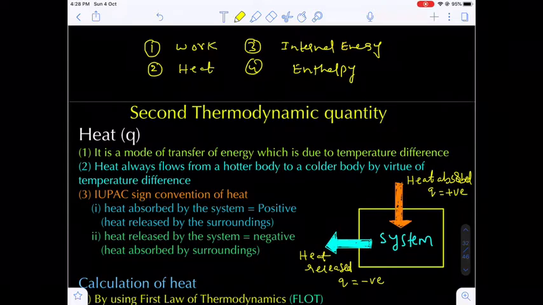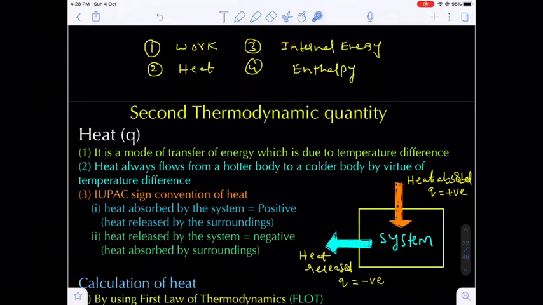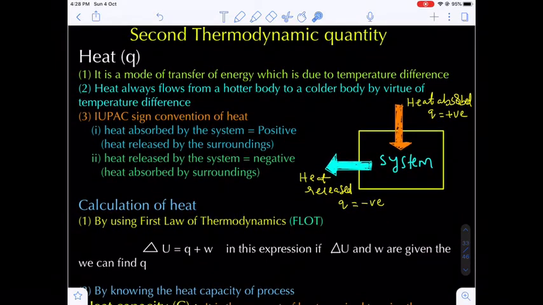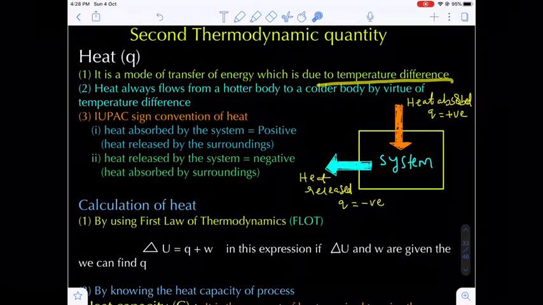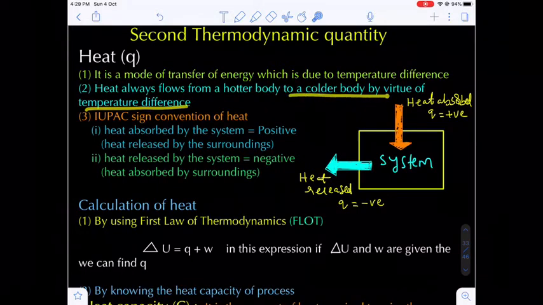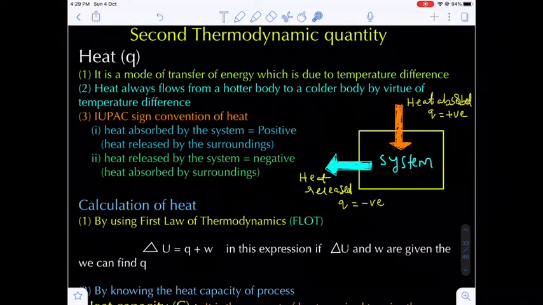So in the last lecture we completed the work. Now in today's lecture we are going to discuss heat. The second thermodynamic quantity is called heat. What is the definition of heat? It is a mode of transfer of energy which is due to temperature difference. We know heat always flows from a hotter body to a colder body by virtue of what? Temperature difference.